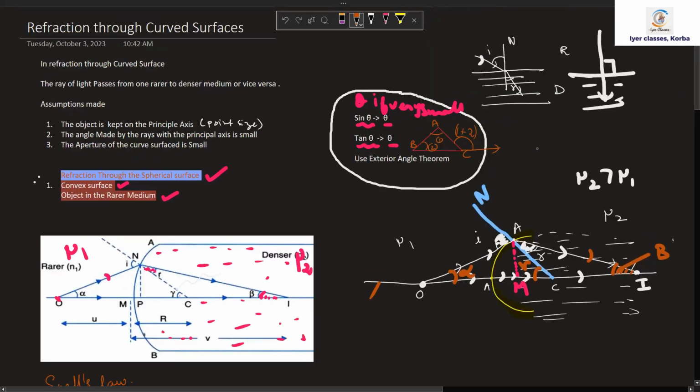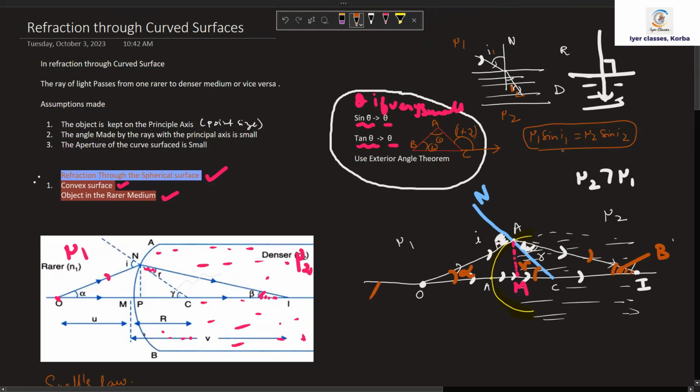Suppose I have two mediums, and I call the refractive index of the first medium mu1 and the refractive index of the second medium mu2. I call this angle I1 and this angle I2. Then the original Snell's law is mu1 sine I1 is equal to mu2 sine I2. This is the original Snell's law. What are mu1 and mu2? They are the absolute refractive indices of these two mediums.